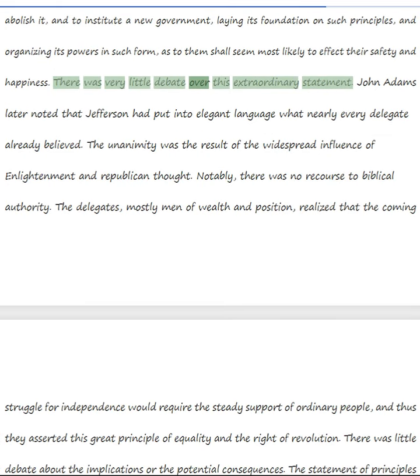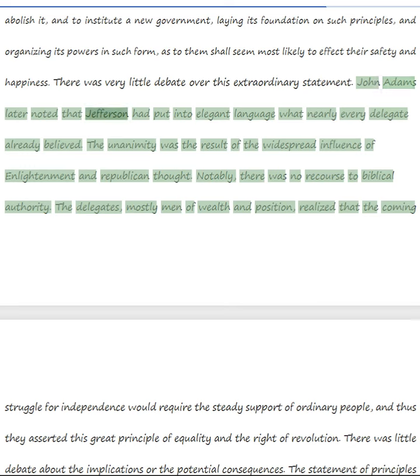There was very little debate over this extraordinary statement. John Adams later noted that Jefferson had put into elegant language what nearly every delegate already believed. The unanimity was the result of the widespread influence of Enlightenment and Republican thought. Notably, there was no recourse to biblical authority.